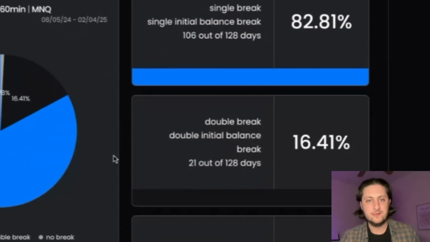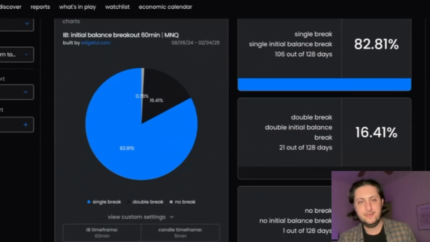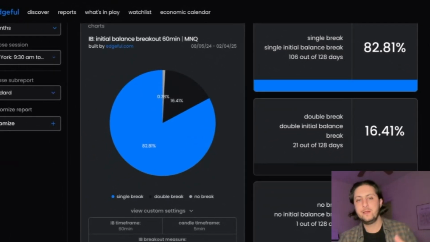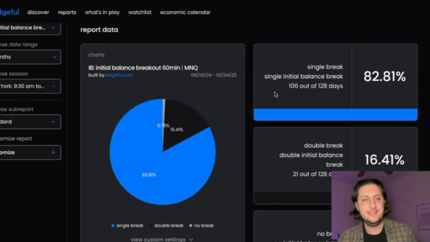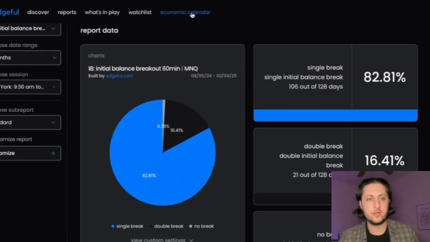So the way I use it is once we get a break of that IB, I'm not going to fade that move. If we get a break to the upside, I'm not looking for shorts. I'm going to stick to that long bias. And if we get pullbacks, I'm going to see that as a gift to get into the market at a better price. And that's exactly what I did in this recording that we're going to go over.